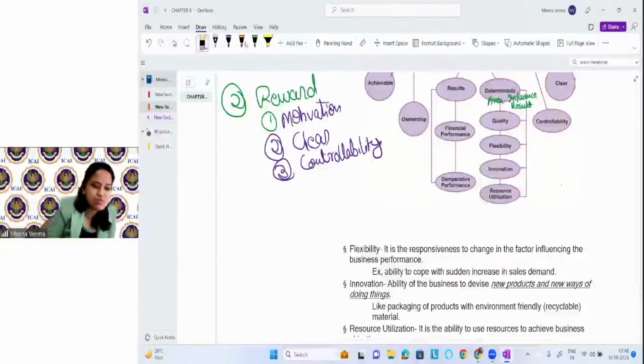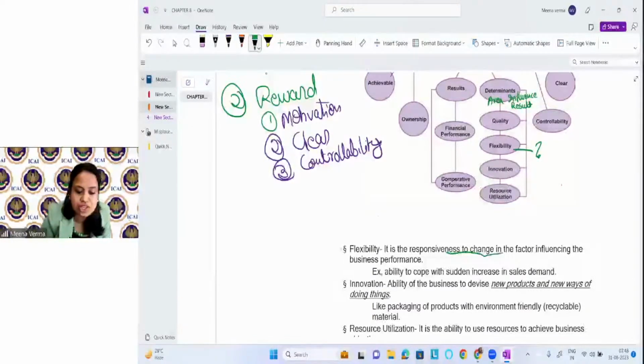Now the question comes, ma'am, what is flexibility here? What is the meaning of flexibility here? It is the responsiveness to change in a factor influencing the business performance, the ability to cope with a sudden increase in sales demand. How flexible the business is. If suddenly something happens, how quickly the company responds is flexibility.